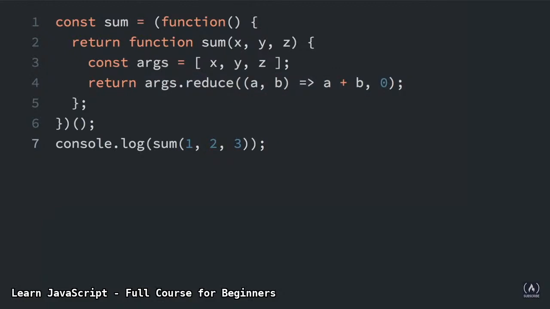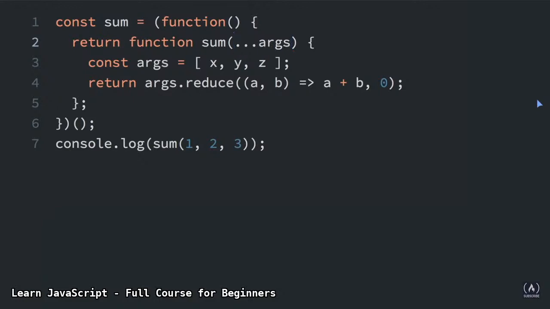So right now, if we just run this, it's going to log 6, because 1 plus 2 plus 3 is 6. But we can change this to use the rest operator. So we're still going to pass in 1, 2, 3, but where it's accepted here, where we have the arguments x, y, z, I'm just going to put dot, dot, dot. That's the rest operator, just dot, dot, dot, and I'm going to put args.